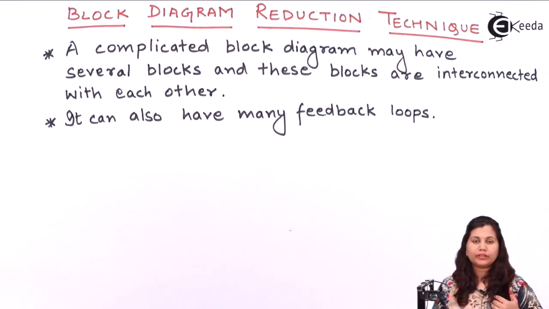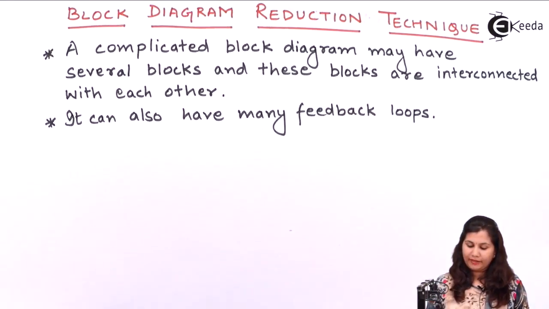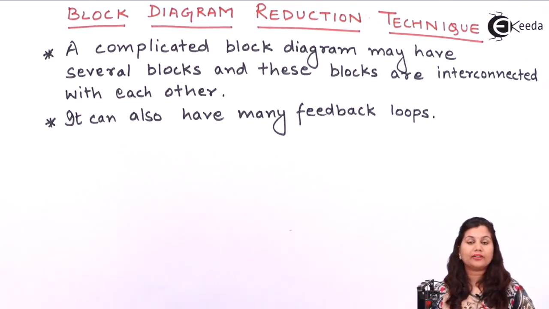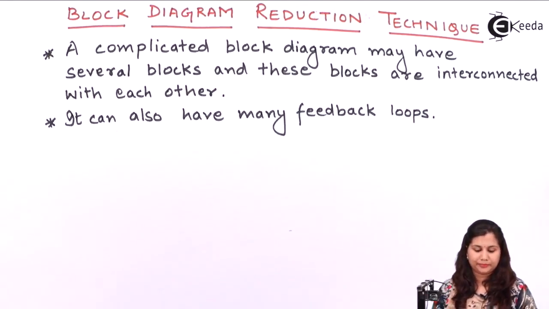So in order to determine a transfer function, that is the transfer function of the overall system, we have to use a procedure to reduce these blocks, in which the blocks are rearranged. We rearrange these blocks using some rules, and this procedure, which is used to reduce the block diagram, is known as block diagram reduction technique.